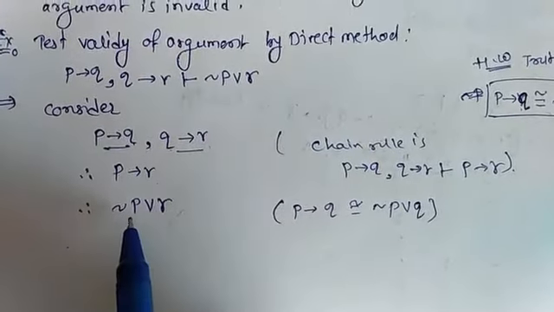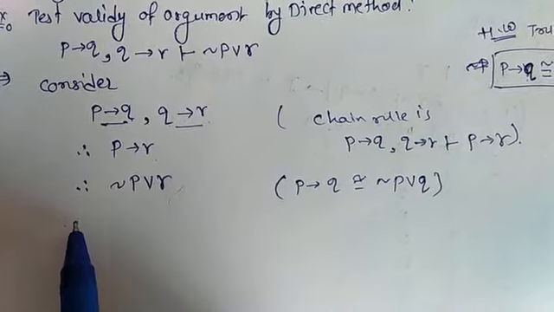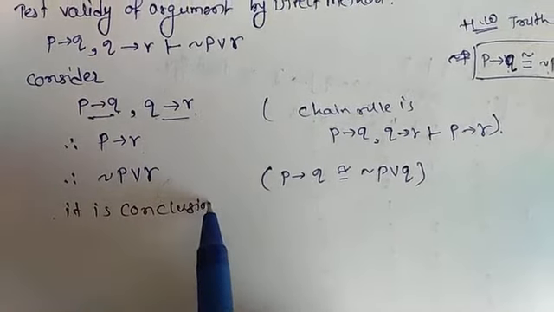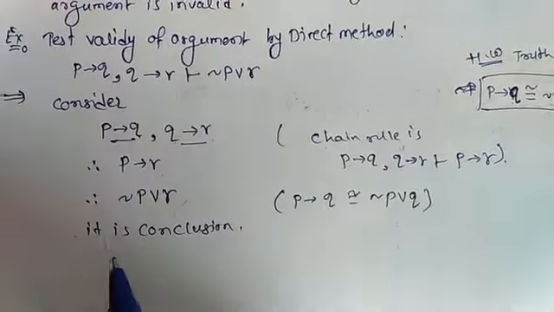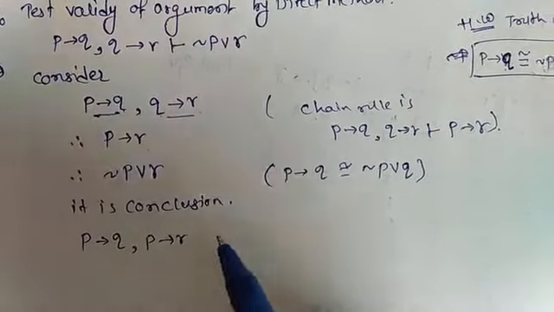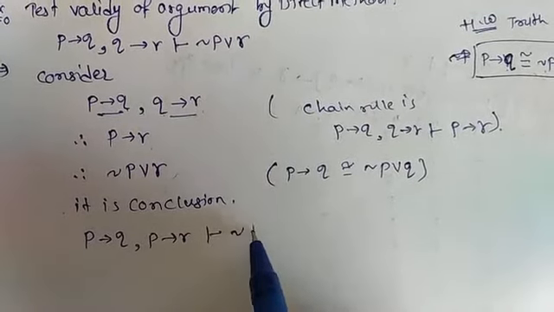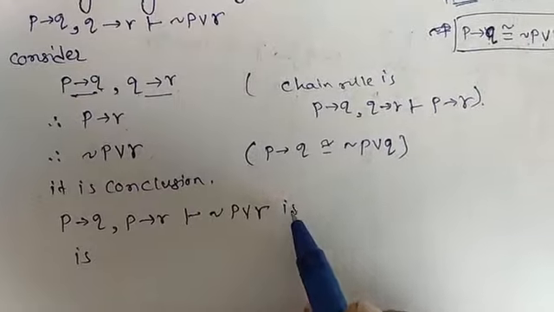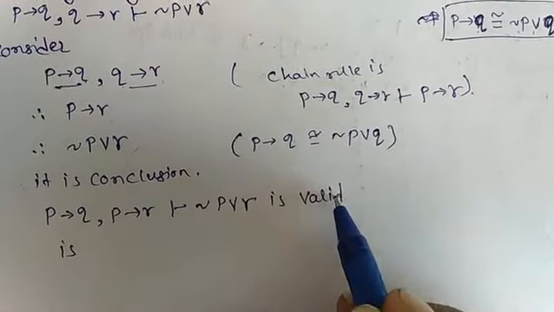So which is our conclusion? Hence it is the conclusion. So you can say that the given argument P implies Q, comma Q implies R, conclude negation P or R is a valid argument.